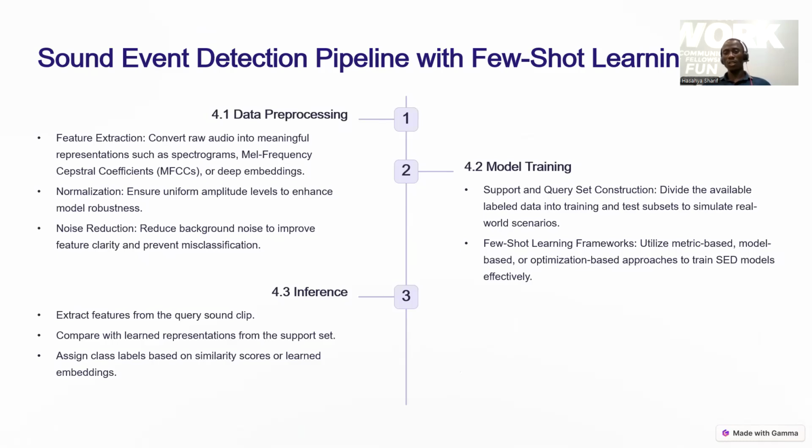Then the second stage is model training. In model training, one, we have the support and the query set. We divide the available labeled data into training and test subsets to simulate the real world. The training set will be the support set, and the test set will be the query set. We use this to come up with our model so that it can also be applied in the real world. Then the other, utilizing a metric-based model.